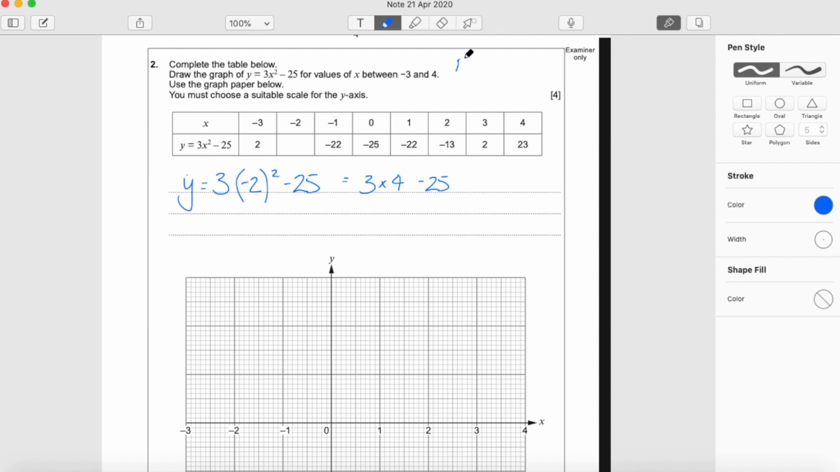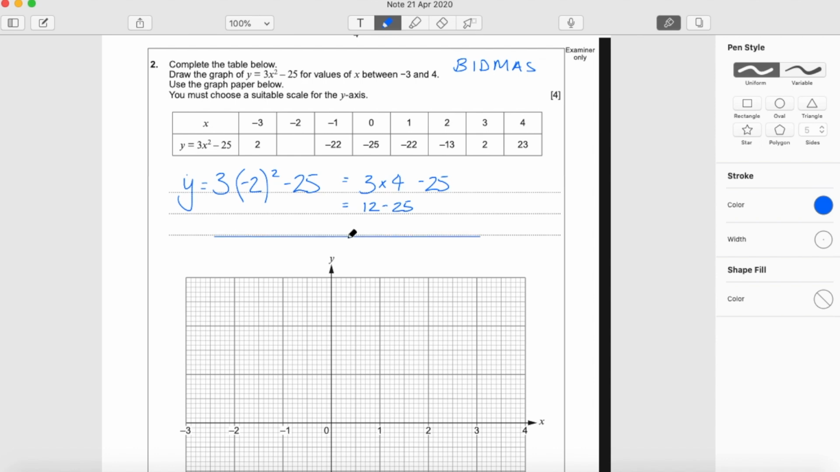Remember BIDMAS, so brackets first, indices, that's what we did first, division, well there's no division here, multiplication, there is a multiplication here, so we'll do that first. 3 times 4 is 12. And then add and subtract with BIDMAS. So 12 minus 25. Obviously we don't have a calculator.